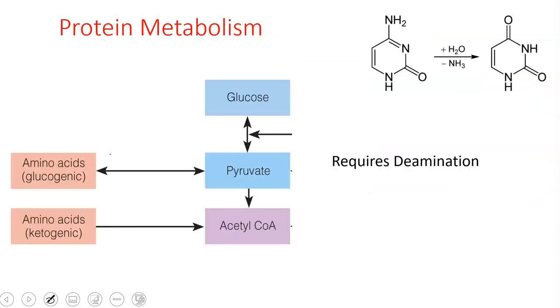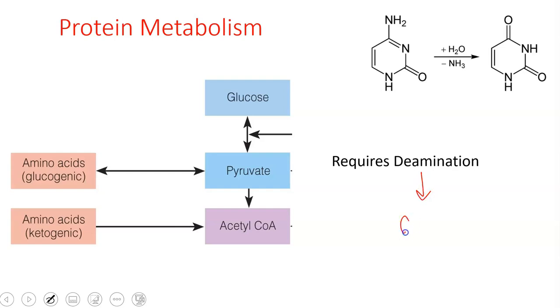It's not as straightforward. Proteins can also be used, as I told you, to enter into this metabolic pathway. But the key with proteins is that the amino acids themselves can make pyruvate, or they can make acetyl coenzyme A, but it requires that amine group to be removed, and that takes some extra steps for the cell. So we call that deamination.